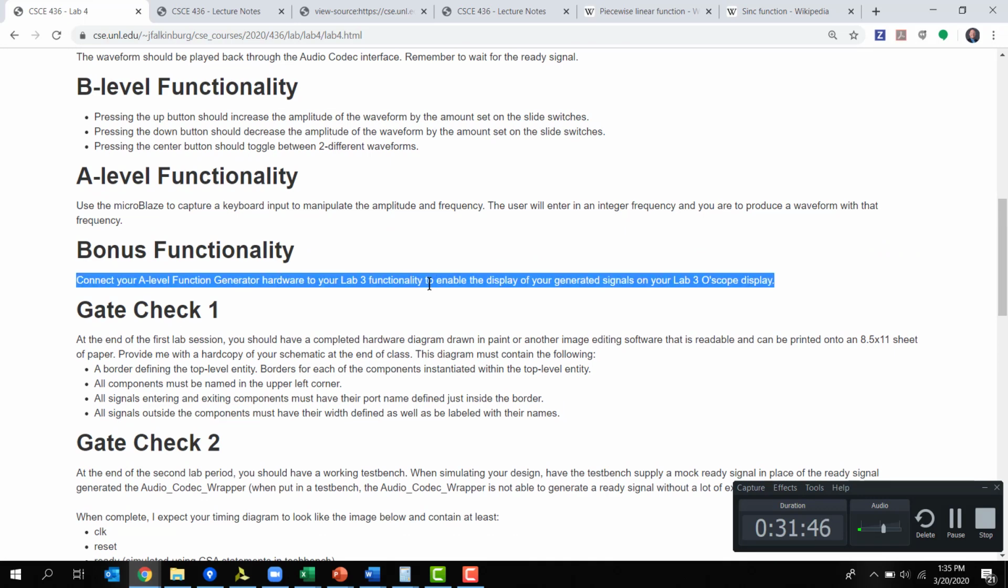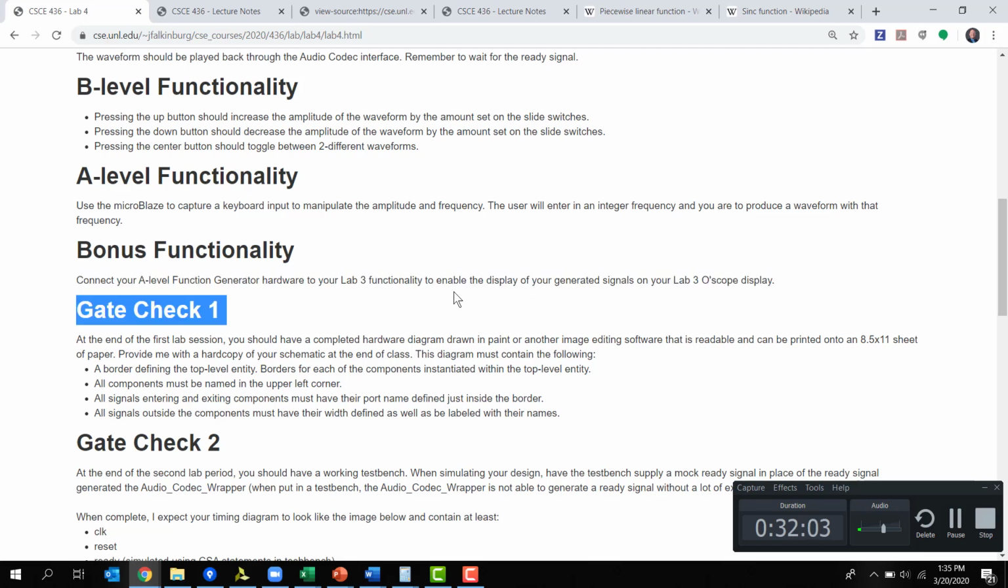Again, I do have a bonus functionality, I guess I didn't have that on slides. Connect your A-level function generator to your Lab 3 functionality, since you only have one board and you won't be able to utilize other folks' boards. I'm going to have to think about how we're going to do that, but I'll get back to you on that.